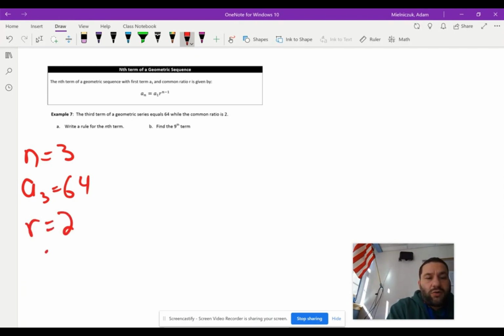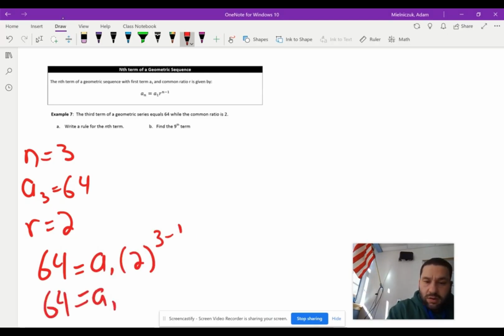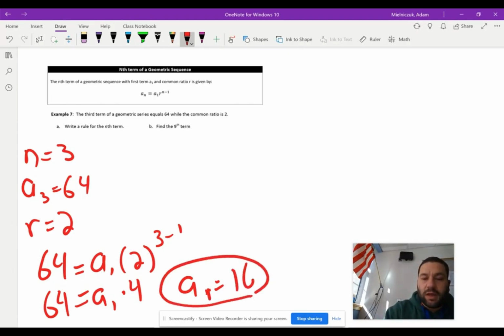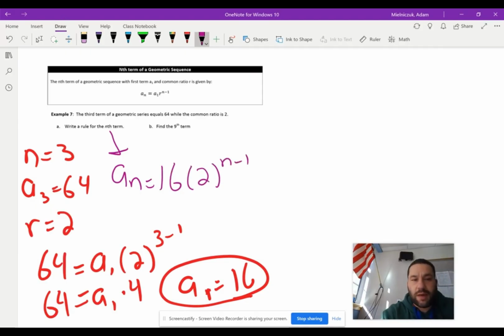Well, we know that 64 is going to equal our first term, which we don't know, times 2 to the 3 minus 1 power. So 64 is going to equal our first term times 2 squared, which is 4, meaning our first term is going to be whatever 64 divided by 4 is, which I believe is 16. Now that we know that, we can write out the nth term. So we can say a sub n is equal to our first term times our common ratio of 2 to the n minus 1 power.